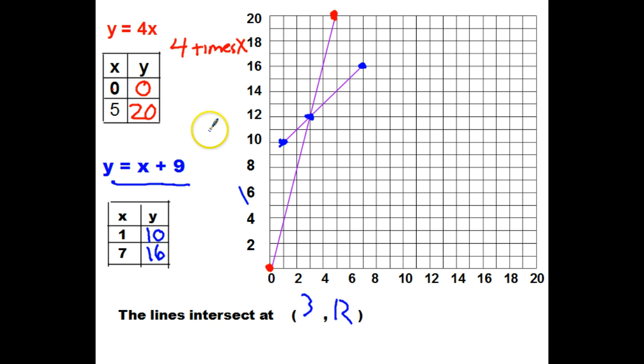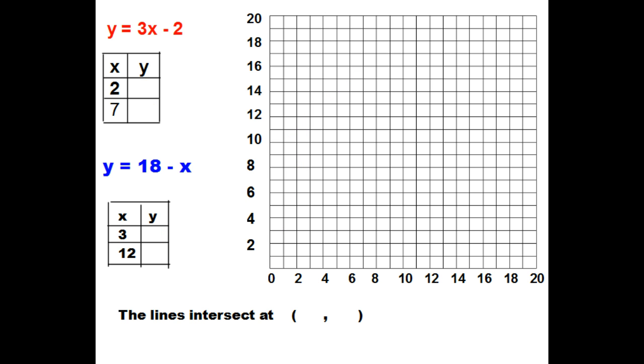Double check it real fast. If I put a 3 in, 4 times 3 equals 12. Yep. Put a 3 in down here. 3 plus 9, 12. Winner, winner, chicken dinner. Going to our third example.